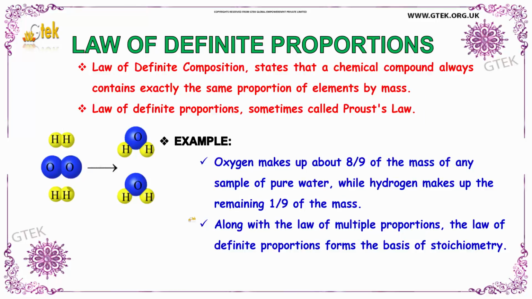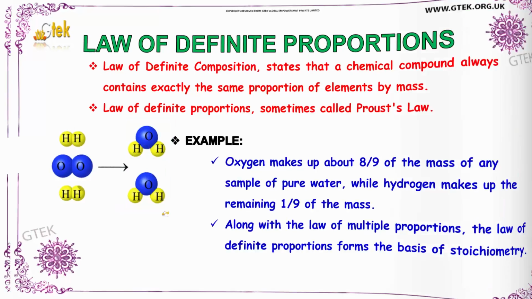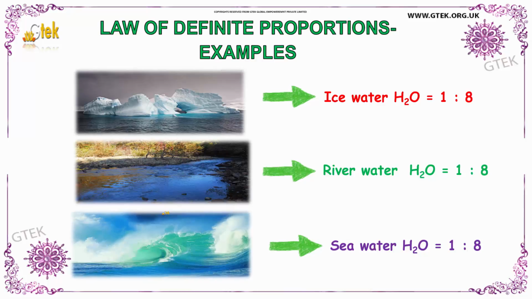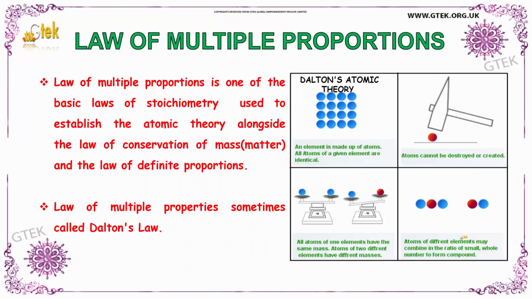Along with the law of multiple proportions, you can see here this one joined with this one, and this one joined with this one, and formed definite proportions. So you can see the ice water, which is H2O, has 1 part hydrogen and 8 parts oxygen. River water, the same thing, 1:8. Sea water is also the same, 1:8. That's your law of definite proportions.